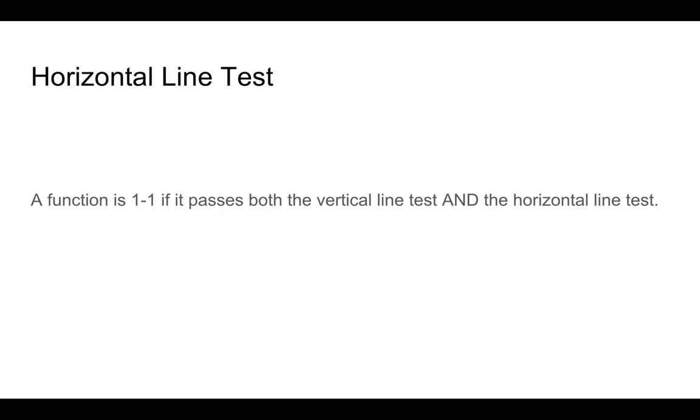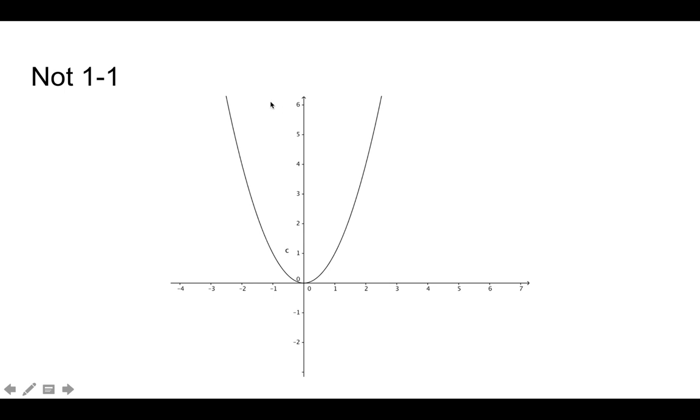The way to check this graphically is the horizontal line test. We know we have a function if we pass the vertical line test. One-to-one functions also pass the horizontal line test. So y equals x squared is not one-to-one. It's a function. Vertical line test is good, but it does not pass the horizontal line test. For example, look here at 4. Two different inputs, -2 and +2, give me an output of 4. If I tell you y equals 4, you can't tell me exactly what the x value was.